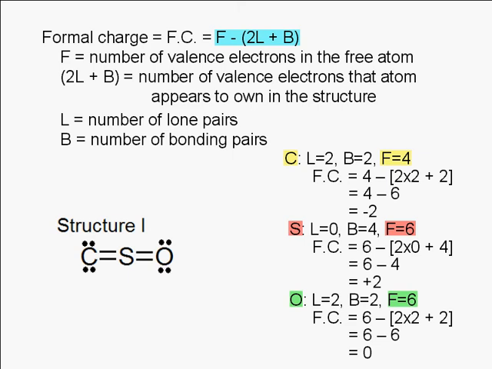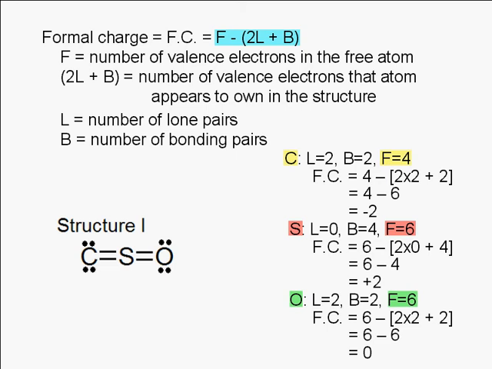In this formula, L is the number of lone pairs and B is the number of bonding pairs. The idea is an atom owns both electrons in its lone pair, but only one of the electrons in a bonding pair, since it is sharing a bonding pair with another atom. So, 2L plus B is the number of valence electrons that an atom appears to own in a structure.